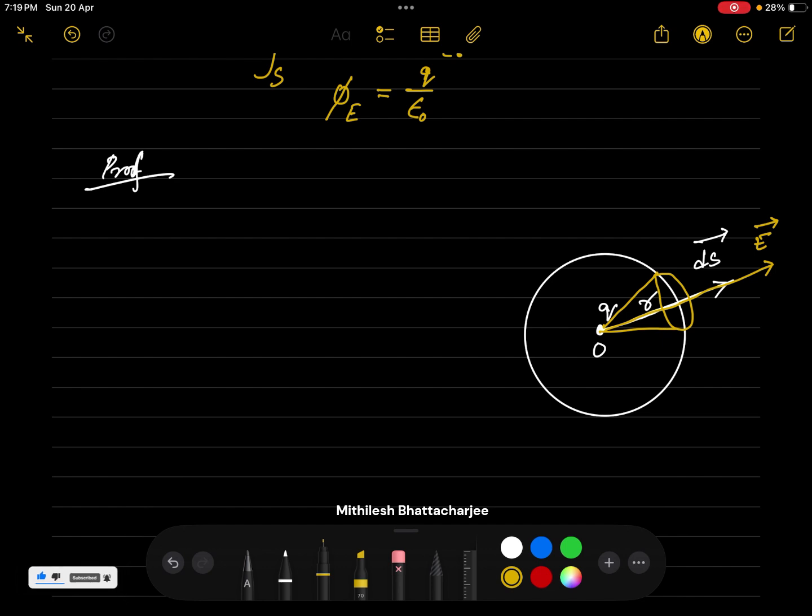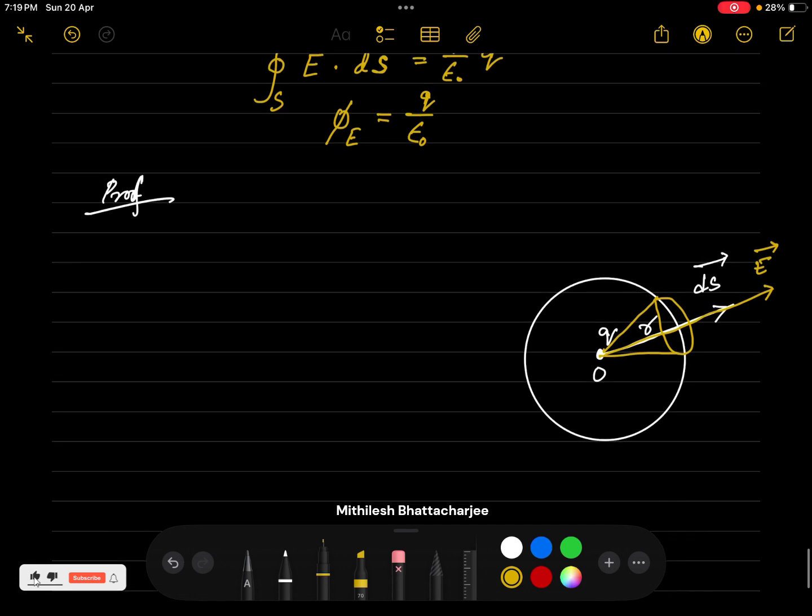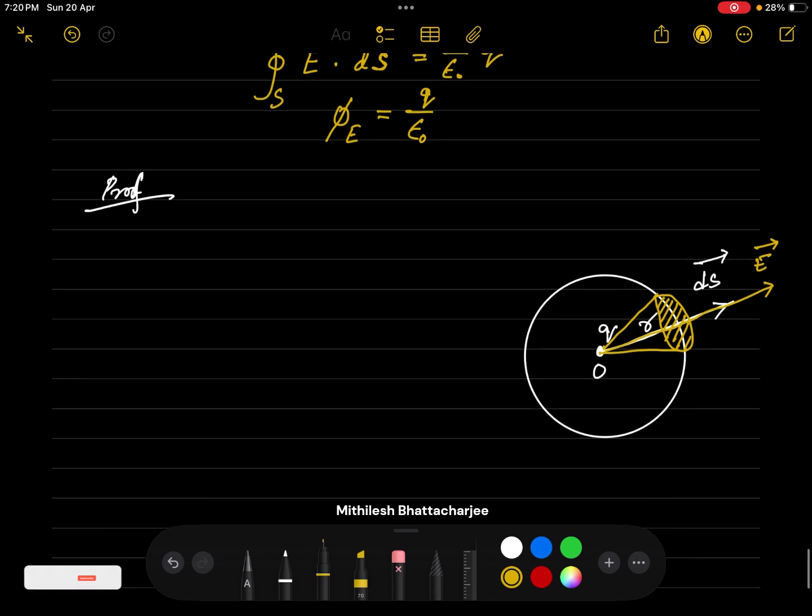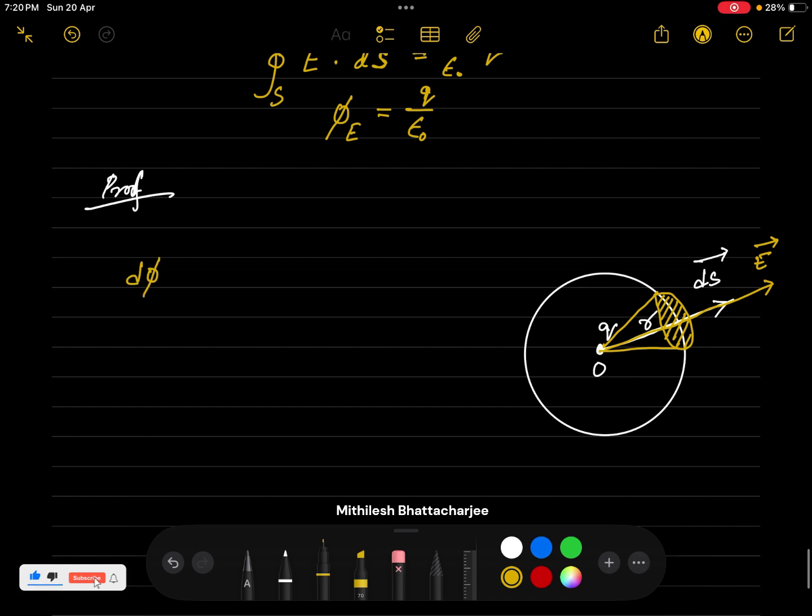So now see, we have to find the phi of the whole surface, right? Now see, if we consider a small element of this closed surface, which is ds, we will find the electric flux of that surface. So the electric flux of that small element surface is d phi e, which equals E dot ds.